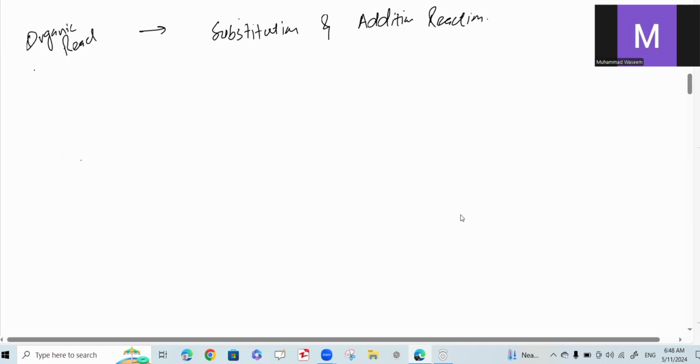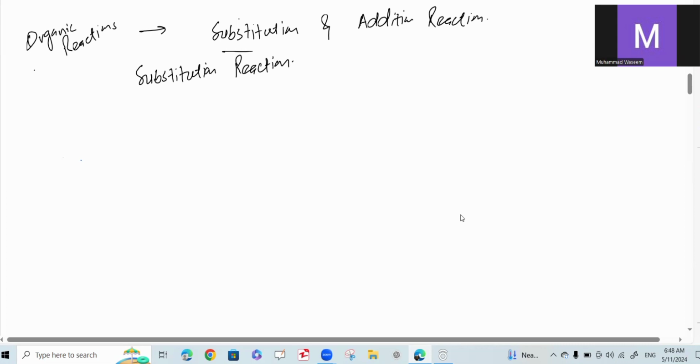So why do we use substitution and where do we use substitution, and when do we use addition and where do we use addition? We need to know. So let's discuss first the substitution reaction.